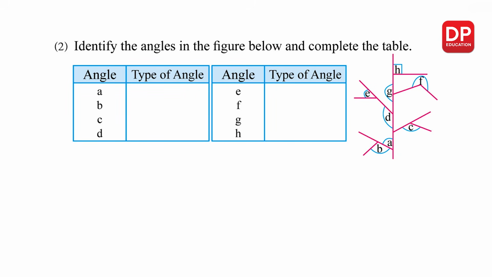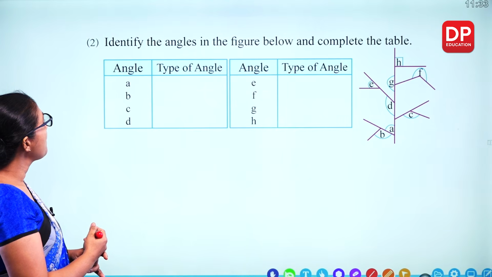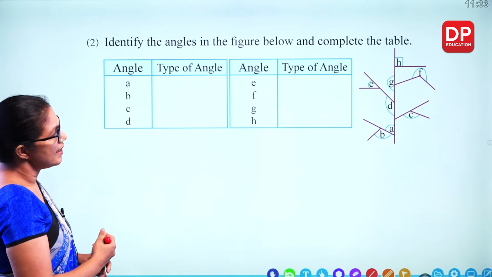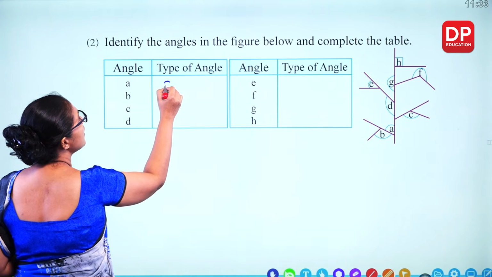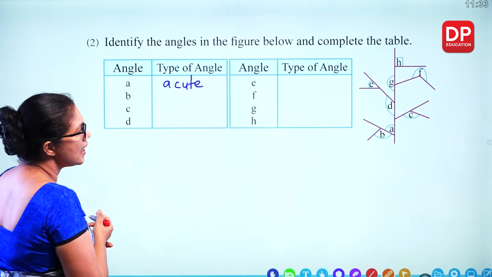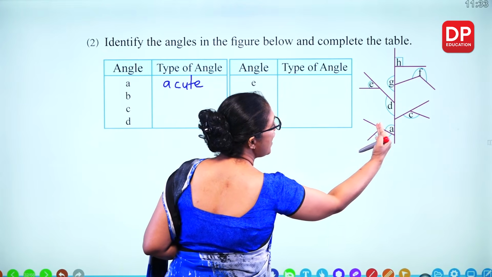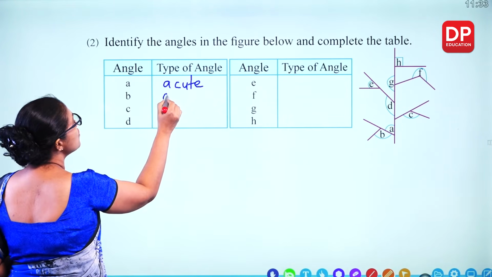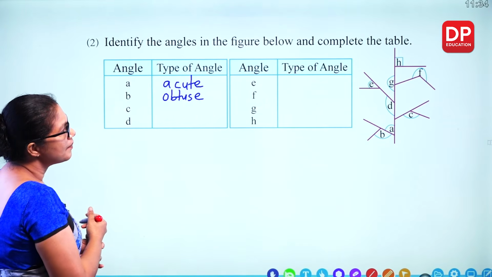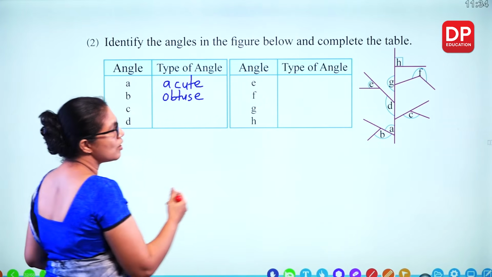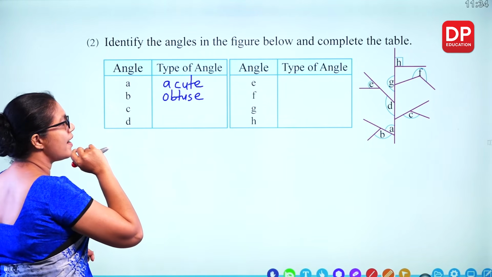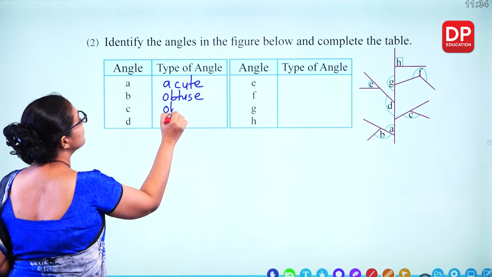Identify the angles in the figure below and complete the table. Angle A. Type of angle that's less than 90. Acute. B. We say that's more than 90. Obtuse angle. C. That's also more than 90 degrees and less than 180. Obtuse.